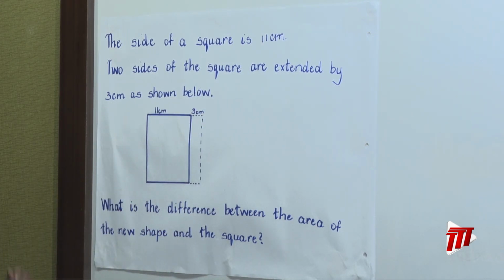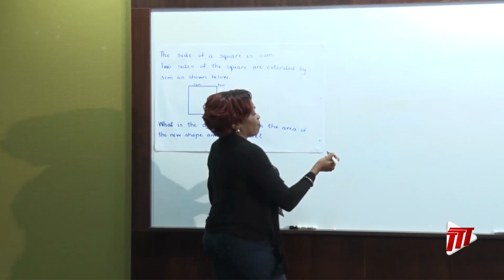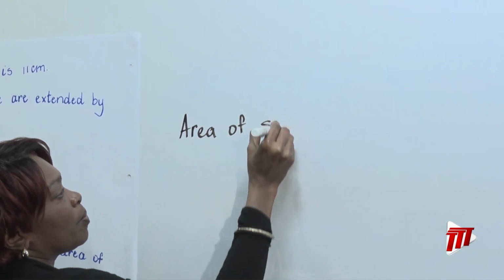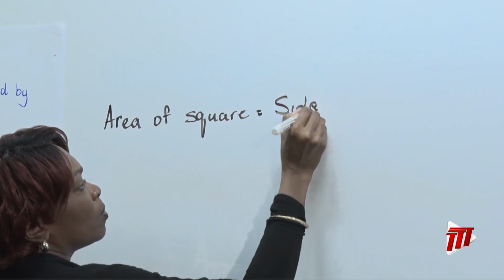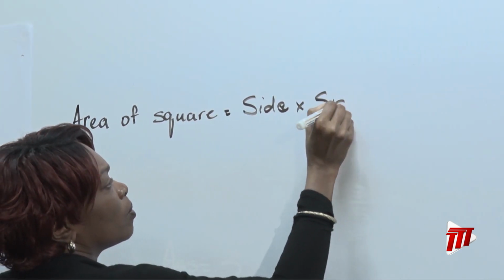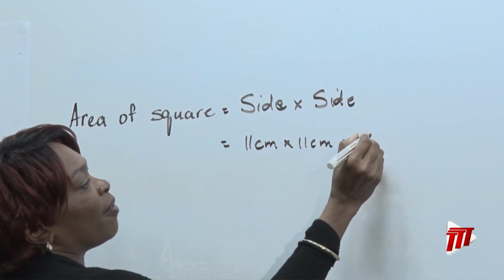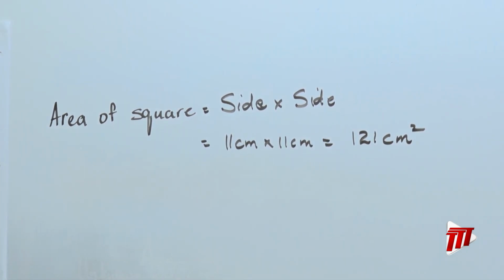Wonderful. What do we have to find? We have to find the area. Can we find the area of the square? Yes, we can. What is the rule to find area? Side multiplied by side. So let's first find the area of the square. 11 centimeters by 11 centimeters will give us what? 121 centimeters squared. Are you with me, boys and girls? So far, so good.